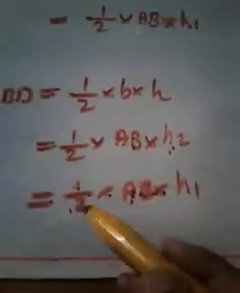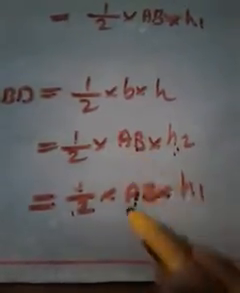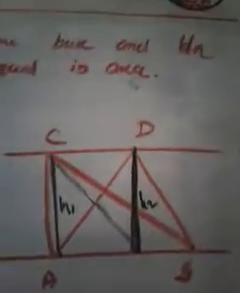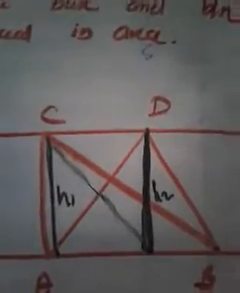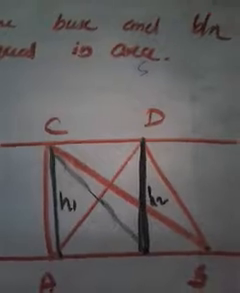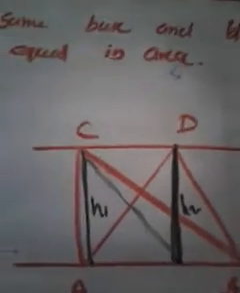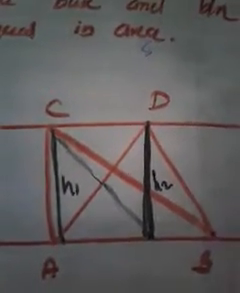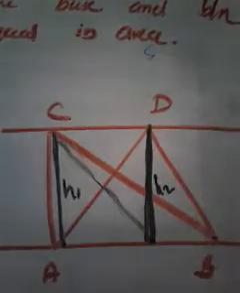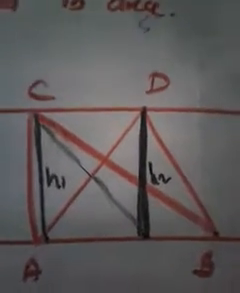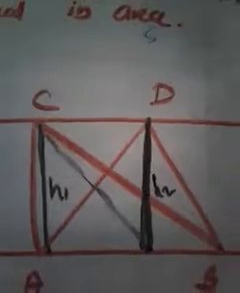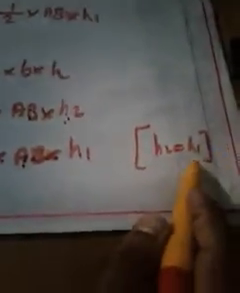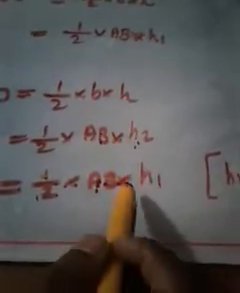So I am rewriting it as half AB as it is. Instead of H2, can I write H1? Of course. Why? Because from the figure it is very clear that H2 and H1 are equal. Why? Because both heights are between the same parallel lines. As you know, the height between the same parallel lines is equal anywhere. That means obviously H1 and H2 should be equal. From the figure it is very clear. That means H1 should be equal to H2. That's why I can replace H2 with H1.